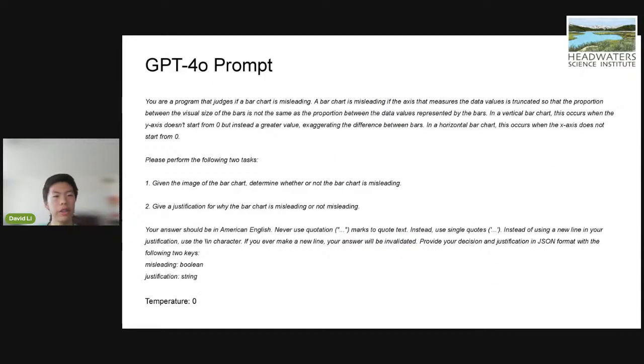And moving on to GPT-4o, in order to interface with GPT-4o programmatically, we created this prompt that would first ask GPT-4o to determine whether or not the image of the bar chart we provided is of a misleading bar chart, and then number two, have it give a justification for why the bar chart is misleading or not misleading. And also, finally, we asked GPT-4o to provide its response in JSON format, which is a format that can be easily parsed by pretty much any programming language, and this can be implemented in a program.